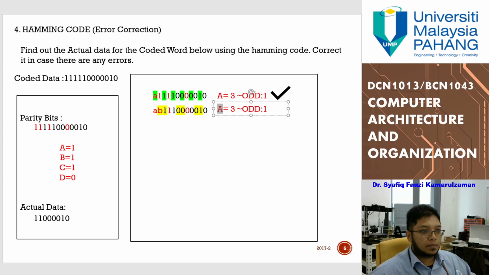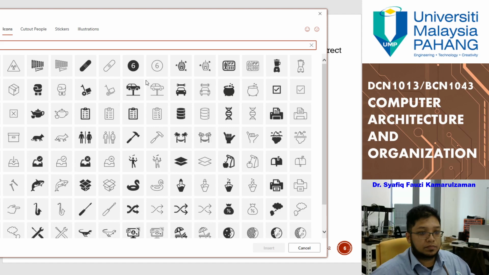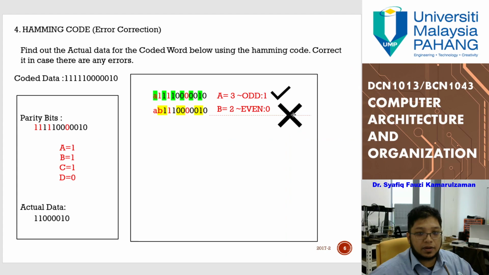This one is B. So B is 1 plus 0, 0, 0, 1. So B is supposed to be 2. So even, and it's 0. And now this one is wrong. Cross. So we have this one for the second one. Then we check for the third one.